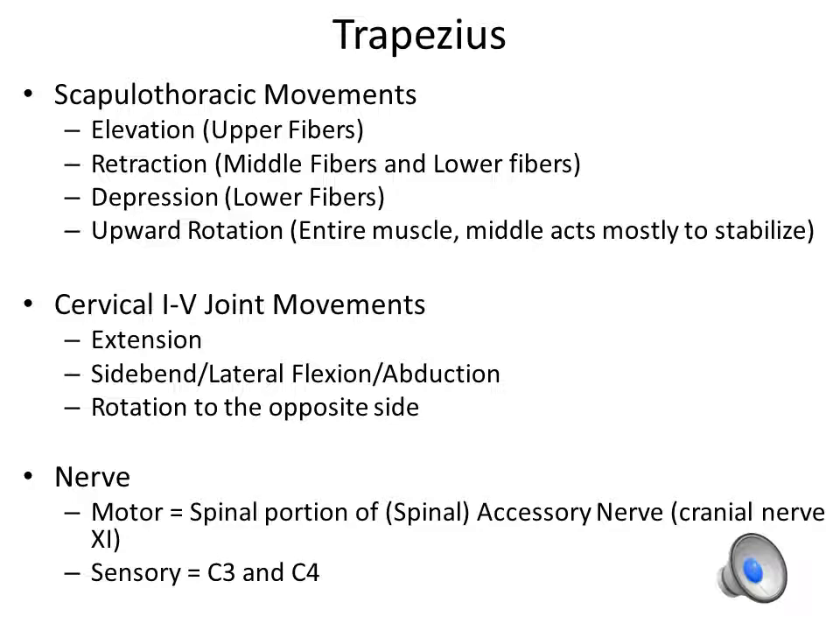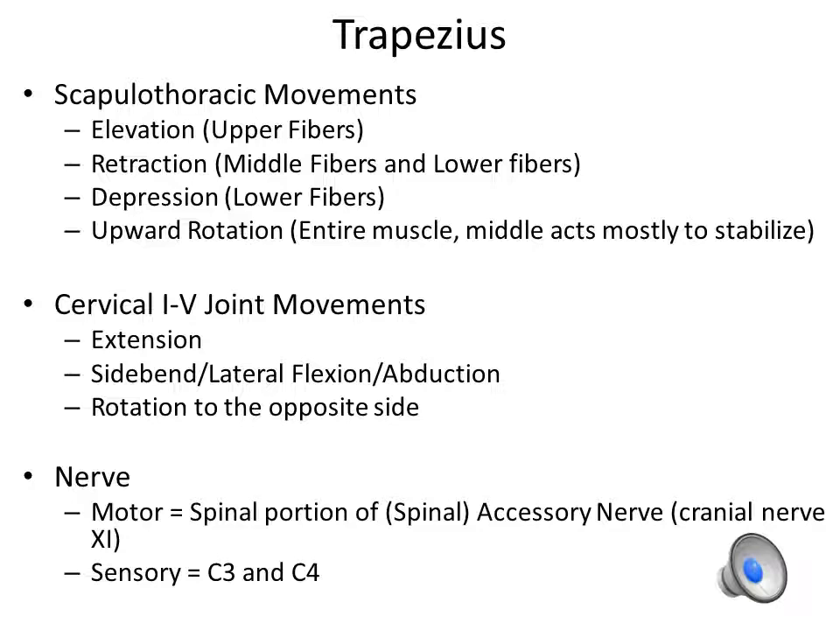The movements that occur at the scapulothoracic interface include elevation through the upper fibers, retraction through the middle and lower fibers, depression through the lower fibers, and upward rotation. Upward rotation is performed by all fibers, although during upward rotation, the middle fibers act mostly to stabilize the scapula.